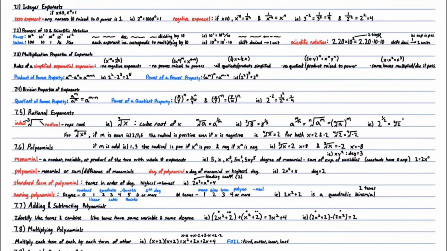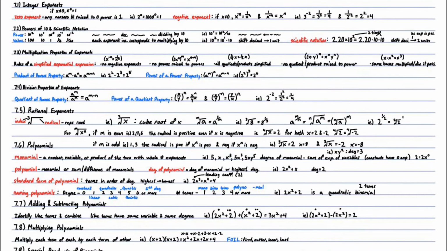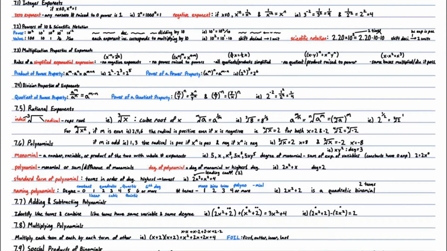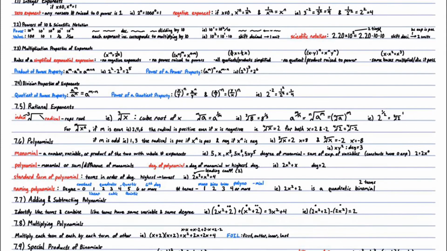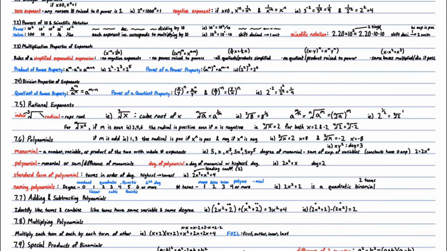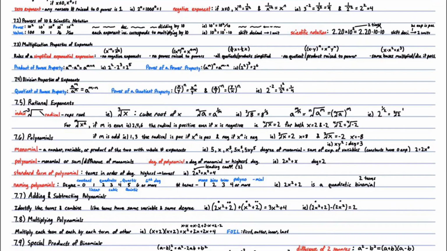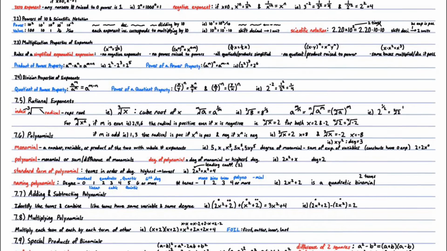Integer exponents. Zero exponent: any non-zero number raised to the 0th power equals 1. Negative exponent: a non-zero number raised to the negative nth power equals 1 divided by the number raised to the nth power, and 1 divided by the number raised to the negative nth power equals the number raised to the nth power. Powers of 10 in scientific notation.